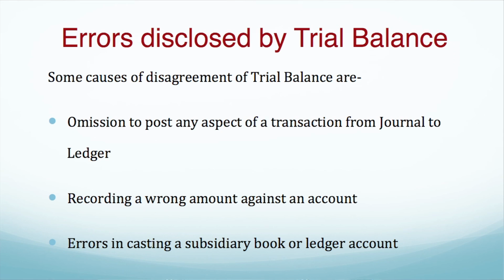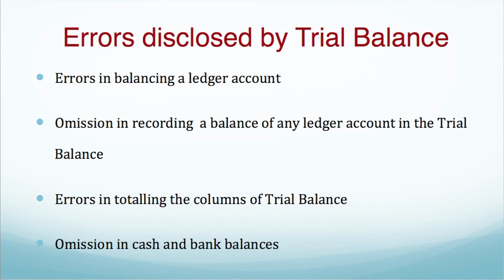Then we may commit a mistake in calculating the subsidiary books or the ledger account. We may also commit mistakes in balancing the ledger account. Then we may omit to record the balance of any ledger in the trial balance. Then, in totaling the columns of the trial balance, we may commit some error.